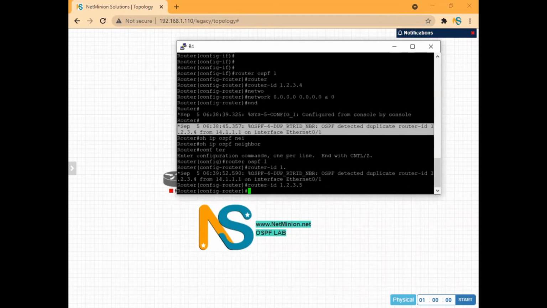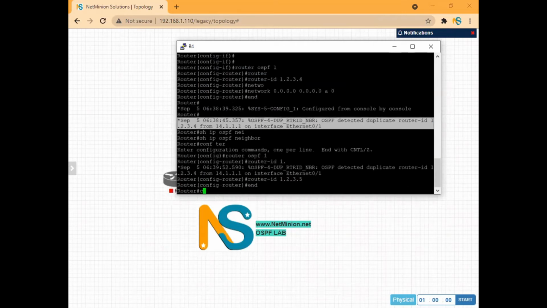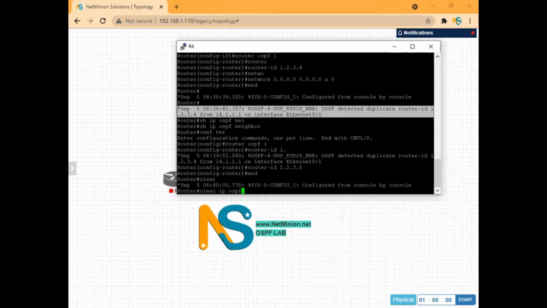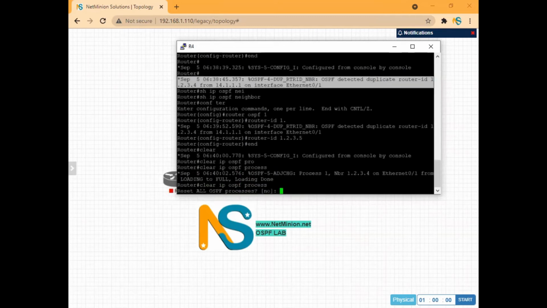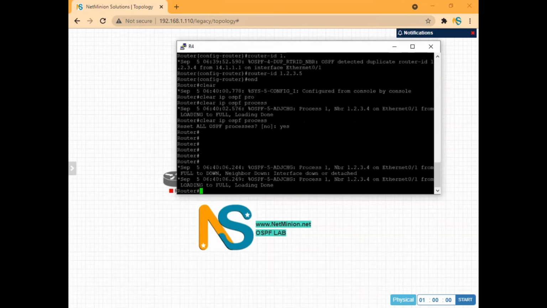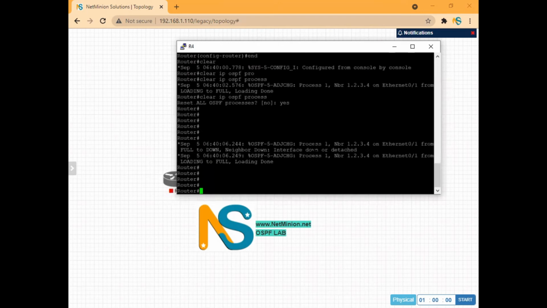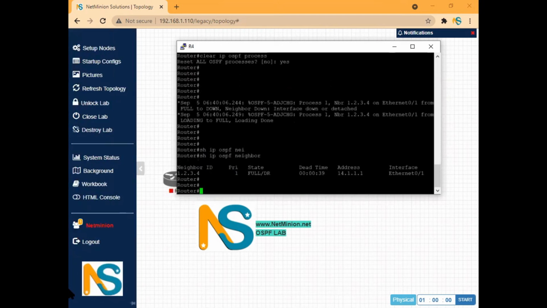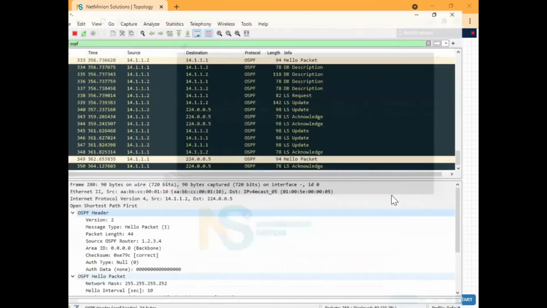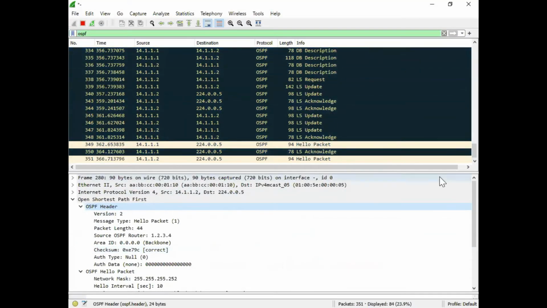1.2.3.5 instead of that, and clear IP OSPF process. Yes, and you can see adjacency is up. Show IP OSPF neighbor, it is up. If you check the packet captures again, you can see a lot of things happened.